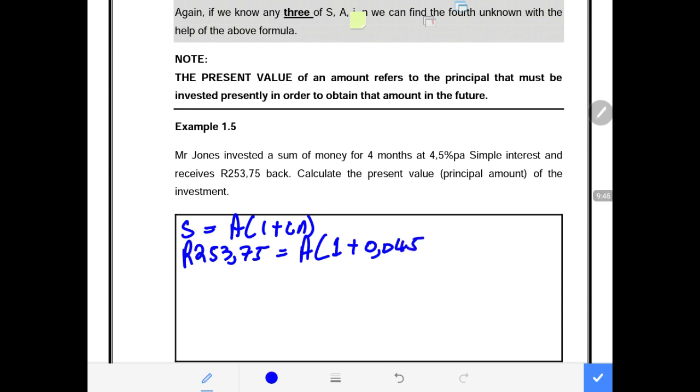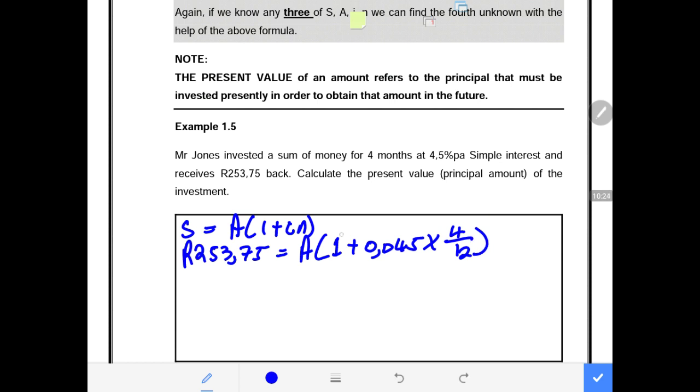Remember, I'm just using decimals because we dealt with decimals in the first chapter of numeracy. So please go there and master how to convert a percentage into a decimal. Otherwise, it is 4.5 divided by 100. If we say 4.5 divided by 100, we'll get 0.045. But we can still say plus 4.5 over 100. Then we multiply this by n, and our n is in months, and it must be converted to years. Divide by 12. Why? Because our interest is per annum.